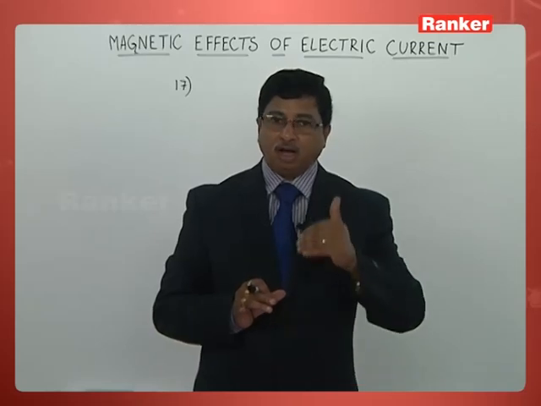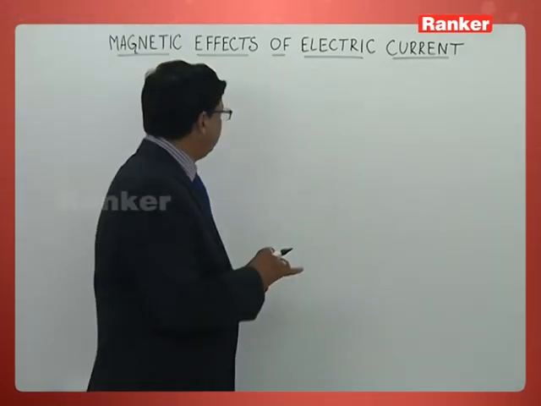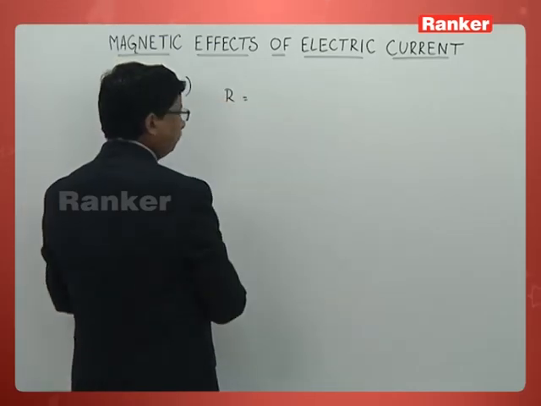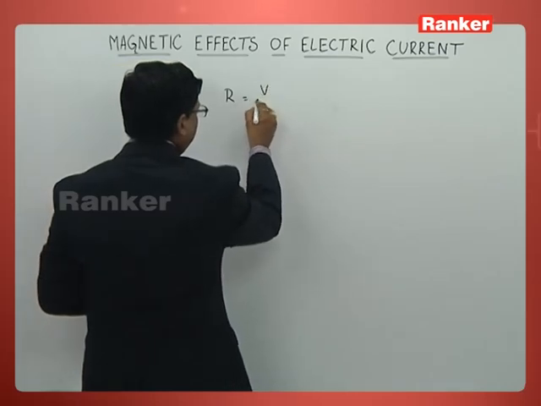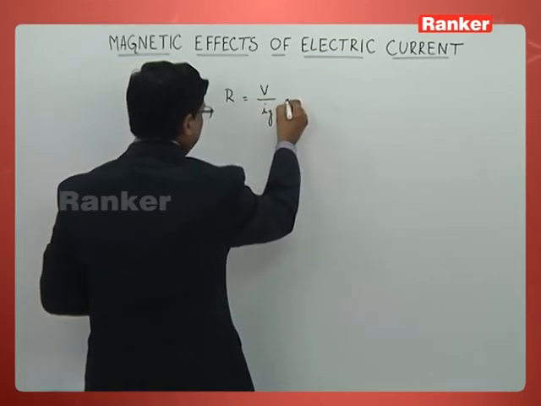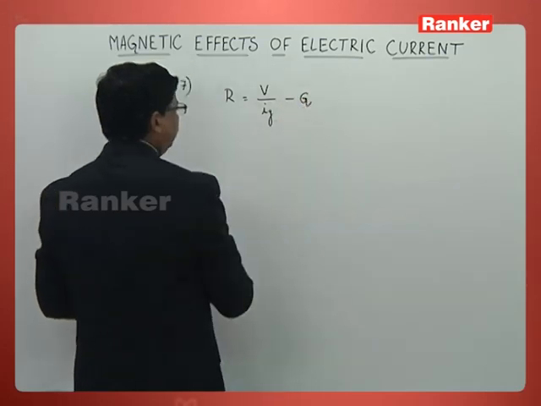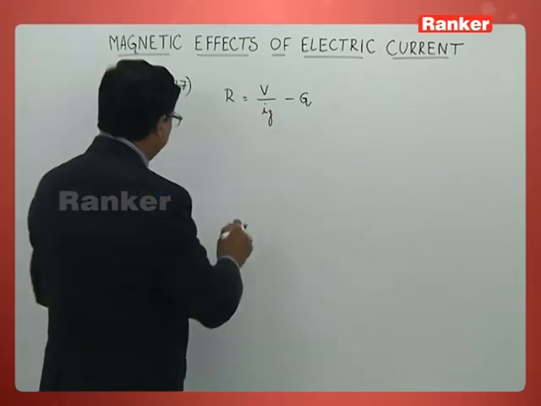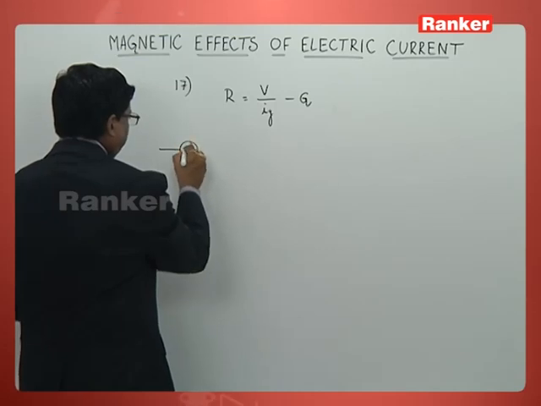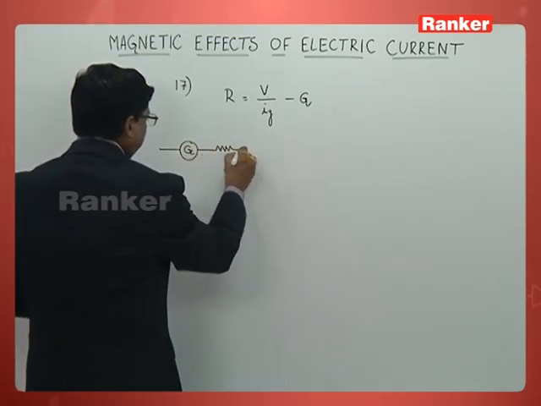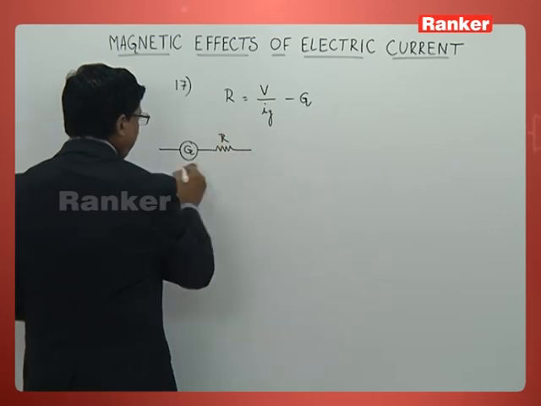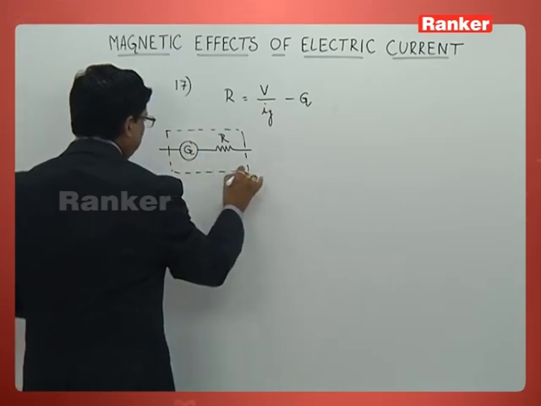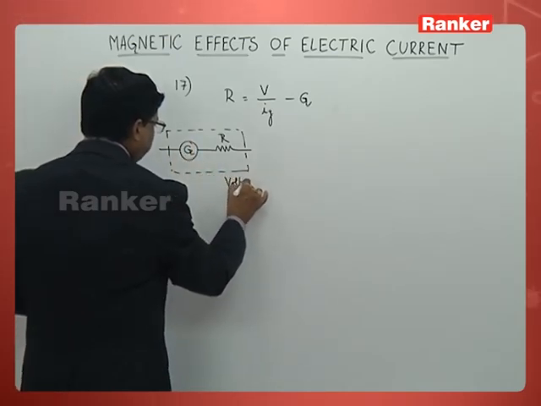What is the value of R, the question? Recollect once again the formula we have discussed as far as the voltmeter is concerned. R must be V by Ig minus G. There is a direct formula. I will remind you what this value is. In fact, when a galvanometer is connected to a high resistance R, this particular combination, we name as a voltmeter.